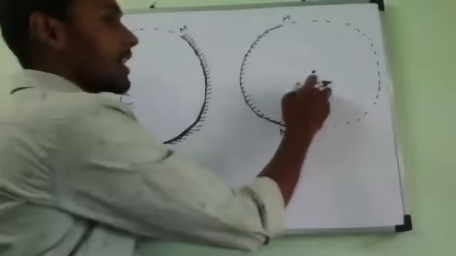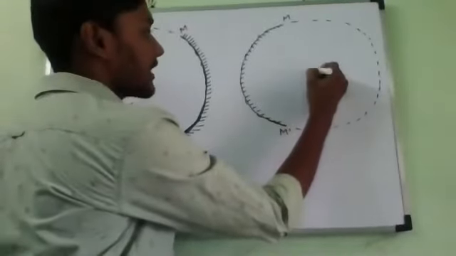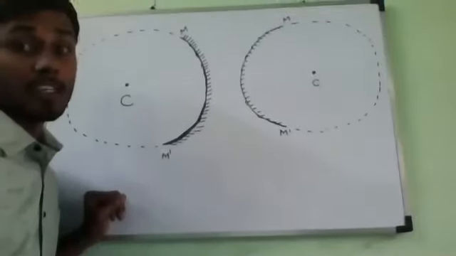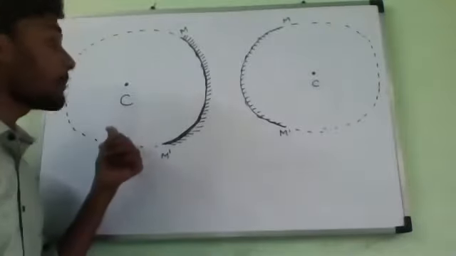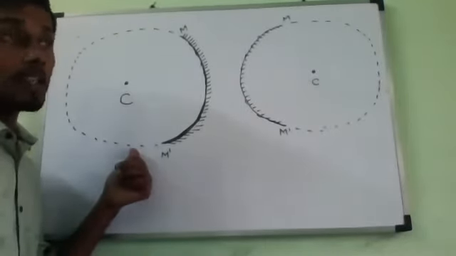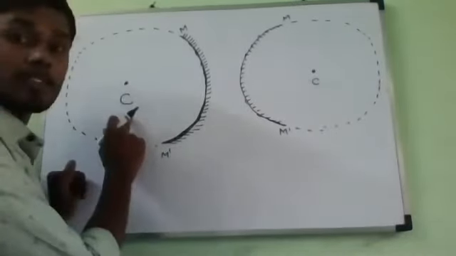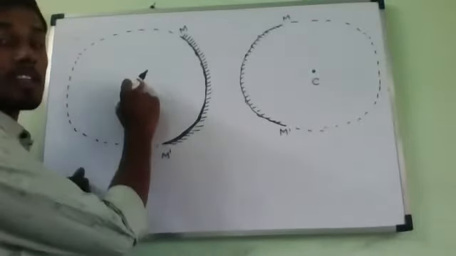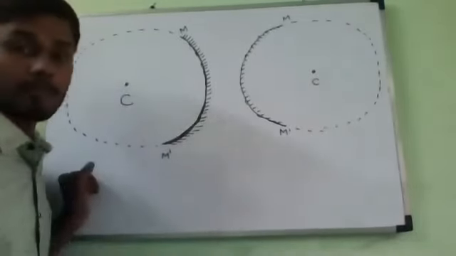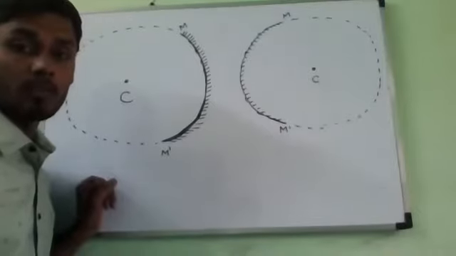So for this mirror also, the center point of the hollow sphere is called the center of curvature. When the mirror is a part of a hollow sphere, then the center of the hollow sphere is the center of curvature of the mirror. Do you understand or not? Yes, sir. I have a doubt, sir. Tell me.